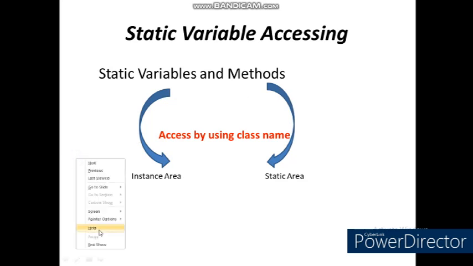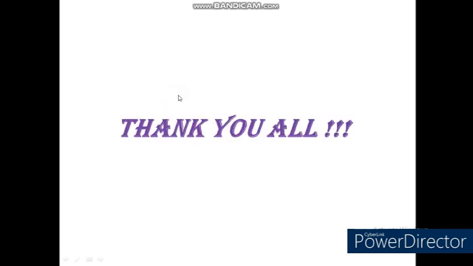So what do you mean by static variable accessibility? The static variables and methods can be accessed by using the class name. You can access them directly by using the class name in both areas, like instance area as well as static area. So this way we can access the static variables and methods inside any class. Okay, so that's all about the theory part.